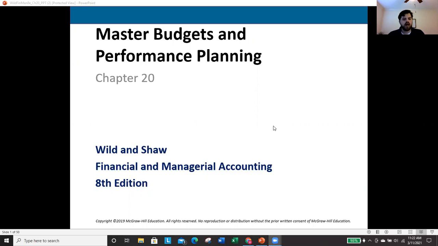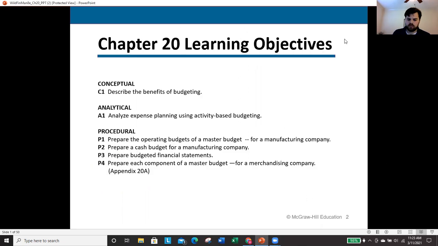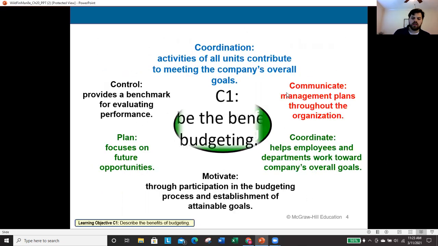Where did we go awry? What can we do to improve in the future? All of those types of things are questions that will be answered in chapter 21. But here in chapter 20, we're going to work on establishing baseline budgets for all of the different areas of my organization.